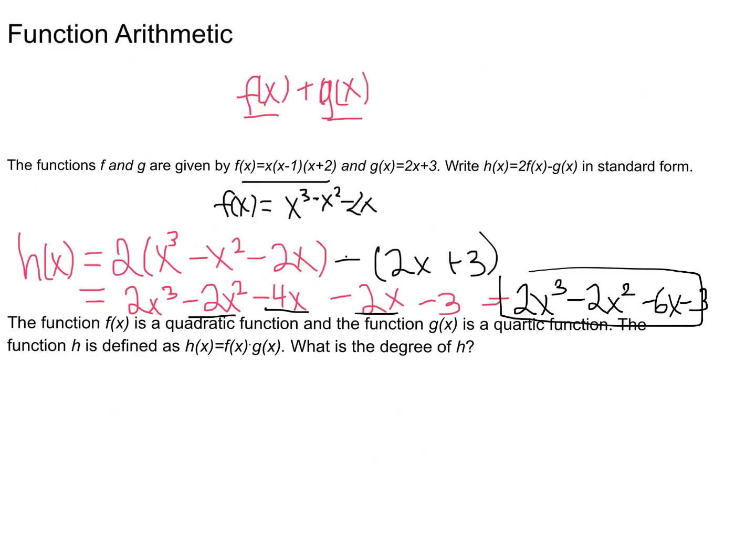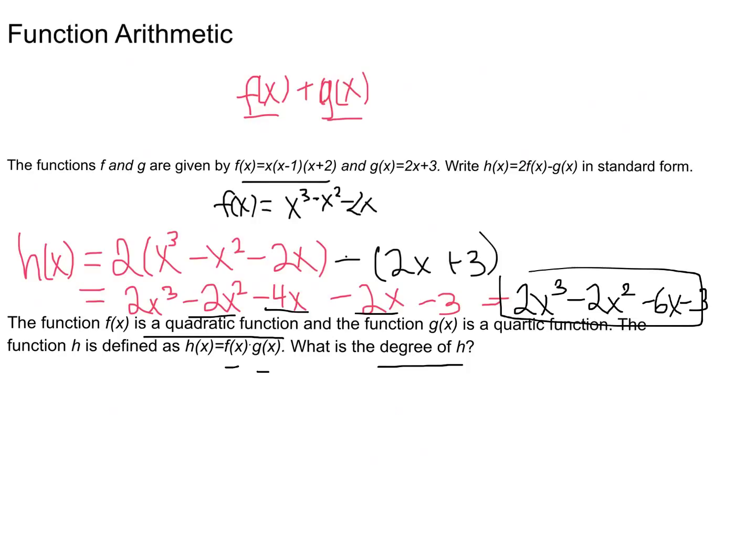All right, the function f of x is a quadratic function, and the function g of x is a quartic function. The function h is defined as h of x is equal to f of x times g of x. What is the degree of h? So what we're trying to figure out is obviously what the degree of h is. And what is h? Well, it's f times g. What do you know about f? Well, f is a quadratic function.